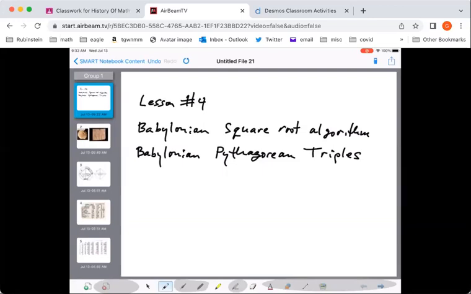So today, this is officially lesson number 4. Today we're going to learn, we're going to finish up Babylonian math with 2 algorithms that they used.